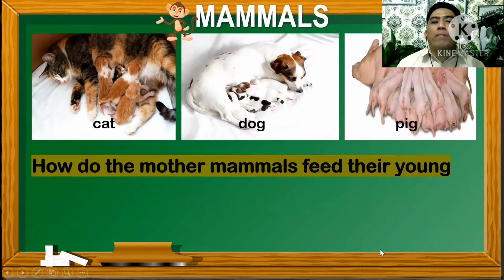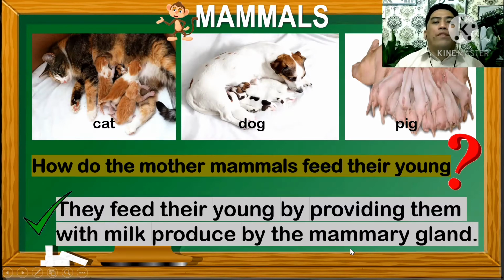How do mother mammals feed their young? Study the picture, class. Very good. Mother mammals feed their young by providing them with milk produced by their mammary gland. That is the reason why, class, these animals are called mammals, from the word mammary gland. Female mammals have mammary glands that are capable of producing milk. That's why mother mammals feed their young with their milk.